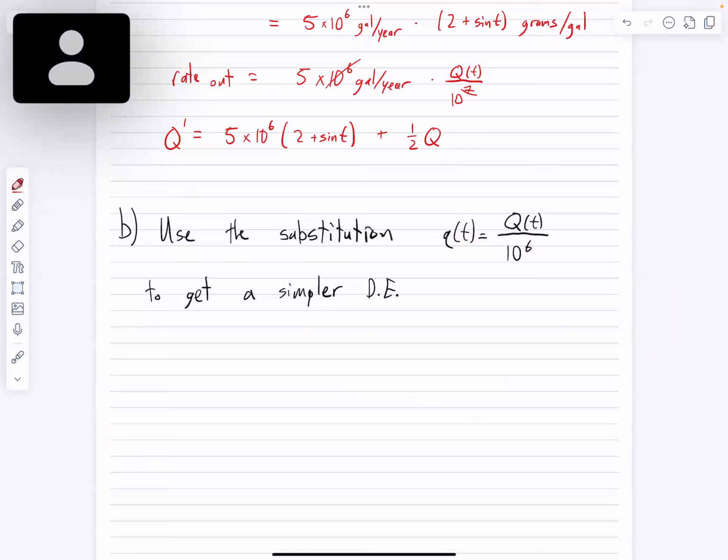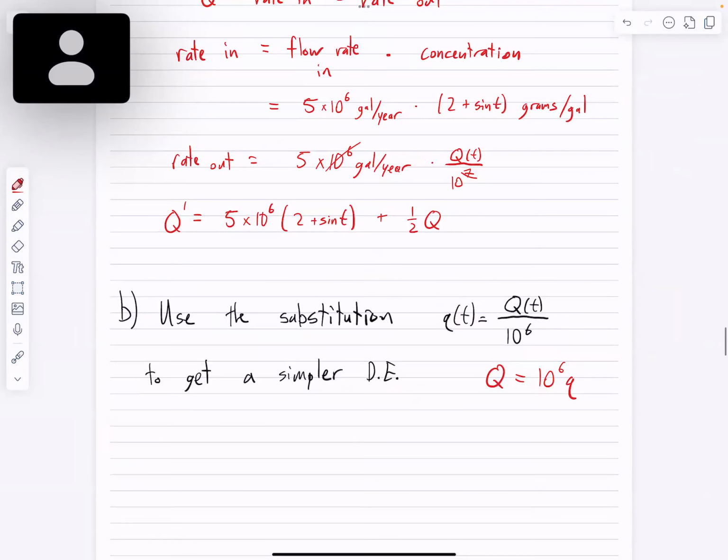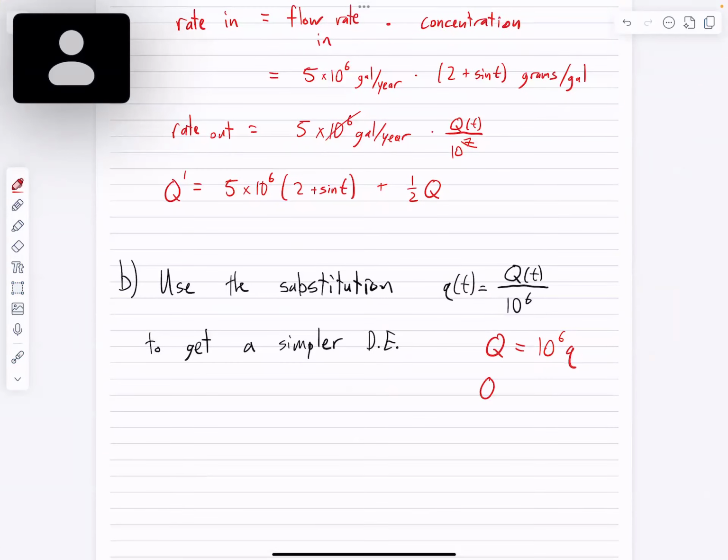So what was the idea here? This implies that Q is equal to 10 to the 6th times little q. So wherever there's a big Q, we can replace it with that. And that also means that Q prime is equal to 10 to the 6th times little q prime, just taking the derivative with respect to t, the constant comes along for the ride. So let's put all that in. So we get 10 to the 6th q prime equals 5 times 10 to the 6th times 2, so it's just 10 to the 7th.